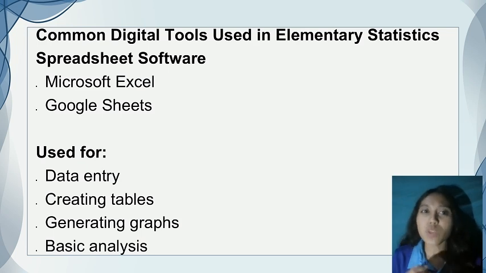You can answer this question. Which of the following is an example of spreadsheet software? Microsoft Word, Google Sheets, Microsoft Excel, or Adobe Photoshop?